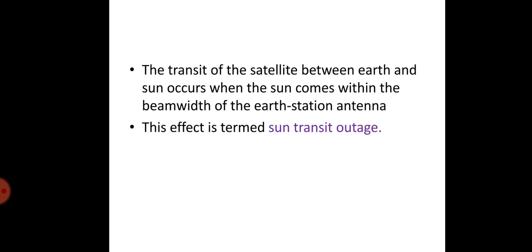And the transit of the satellite between the Earth and Sun occurs when the Sun comes within the beam width of the Earth station antenna. So, this effect is called a sun transit outage.